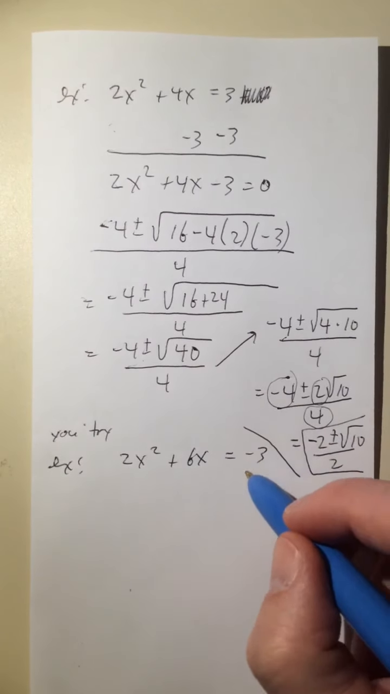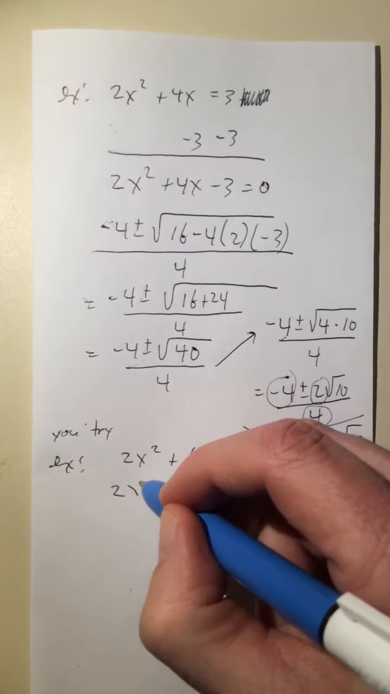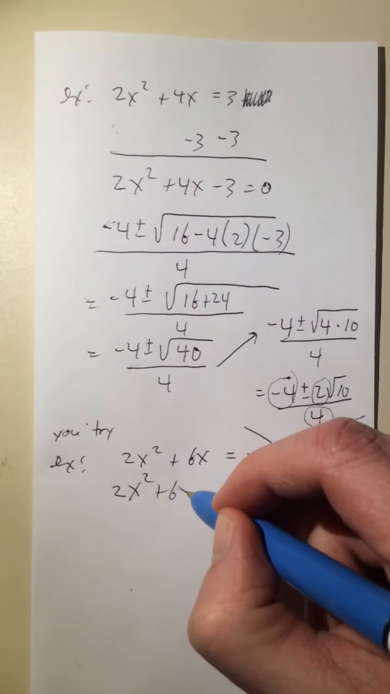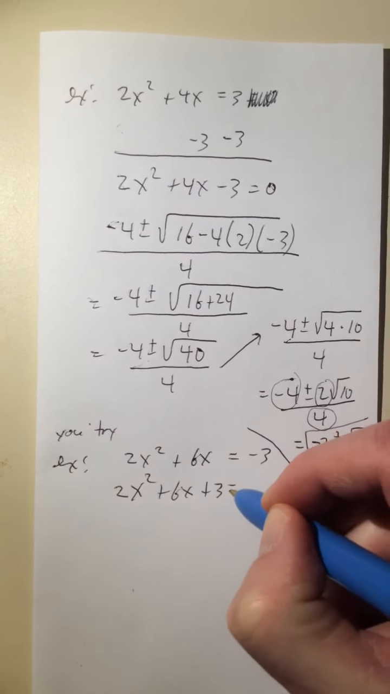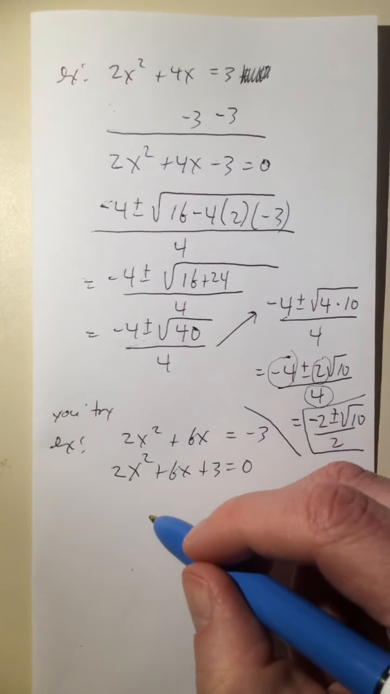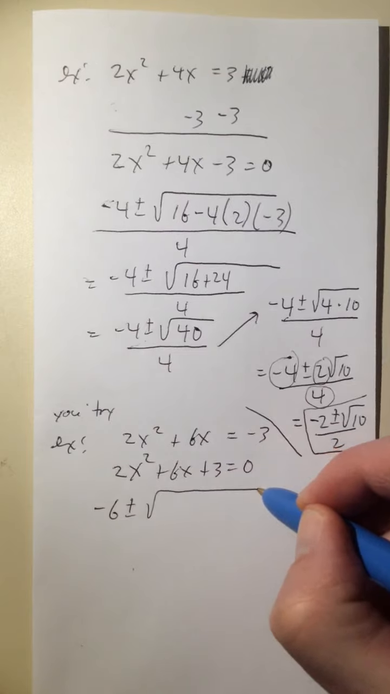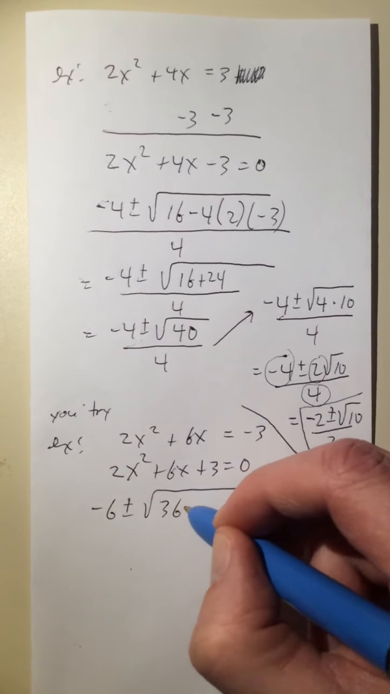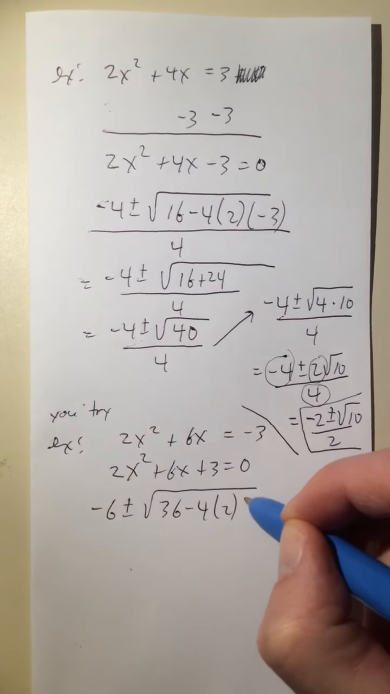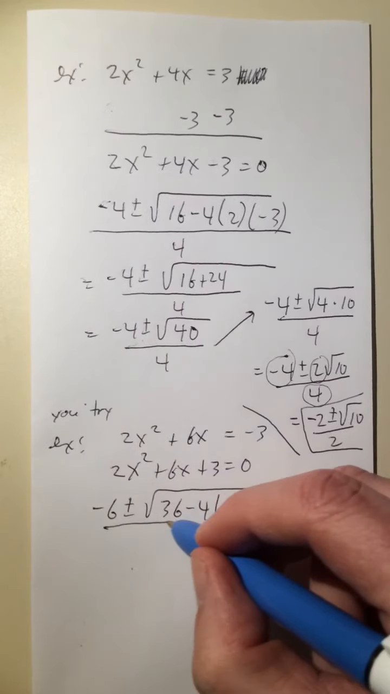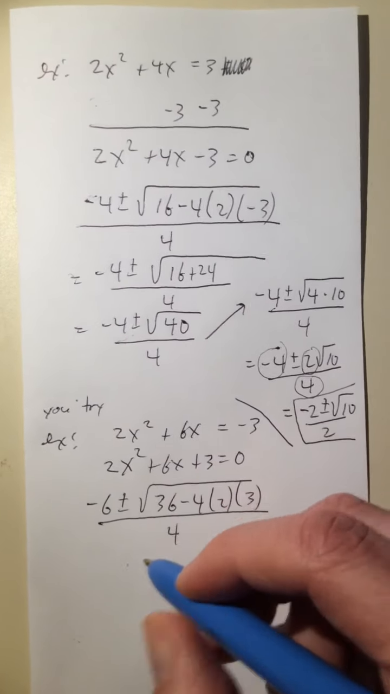Starting to get jacked. We're going to add 3 to both sides. So we get 2x squared plus 6x plus 3 equals 0. And we plug all the numbers in. Negative 6 plus or minus. Now I'm just ripping through this because you've already done it. 36 minus 4 times 2 times 3. All of that is over 2 times 2 or 4.